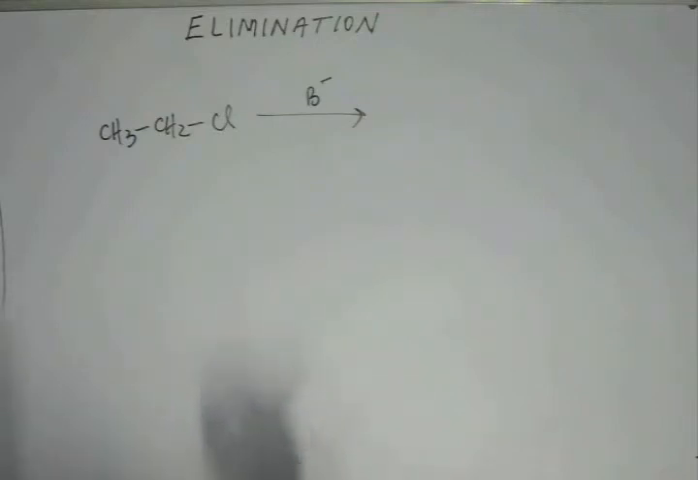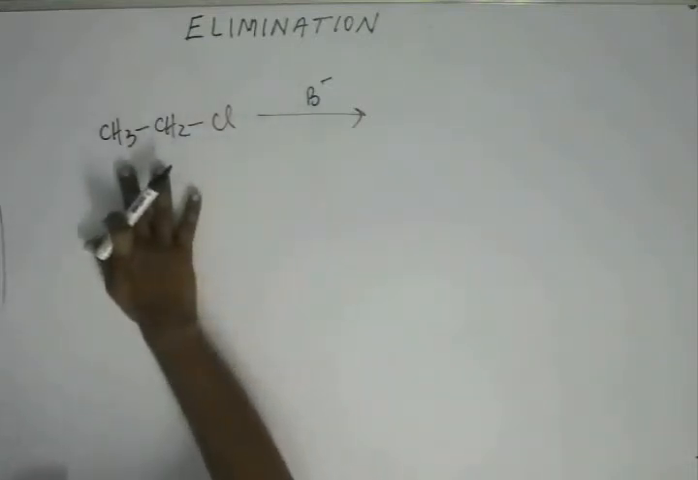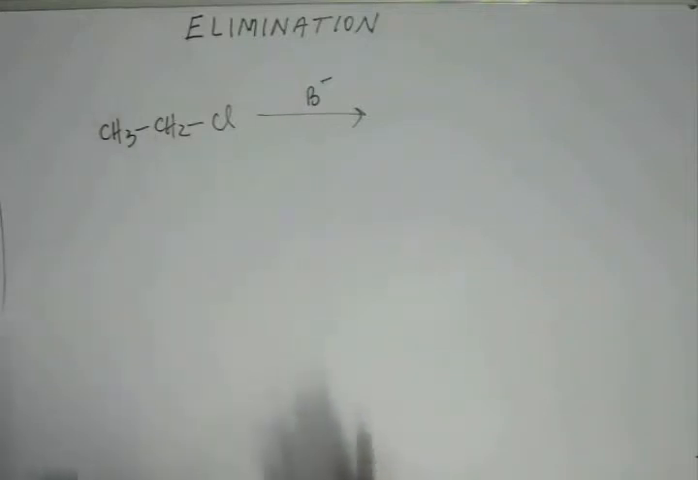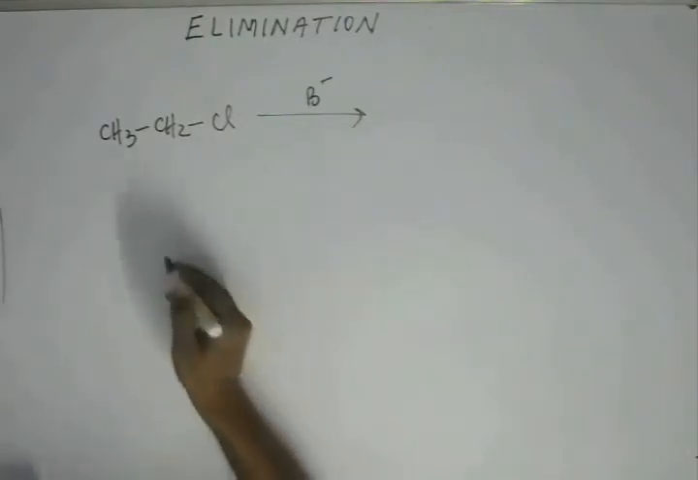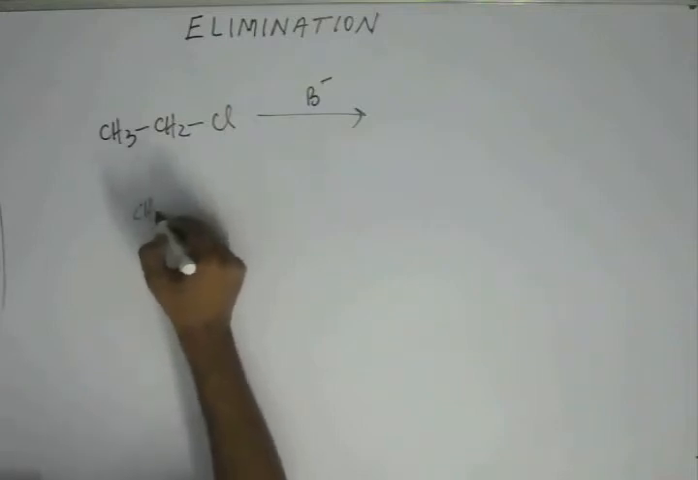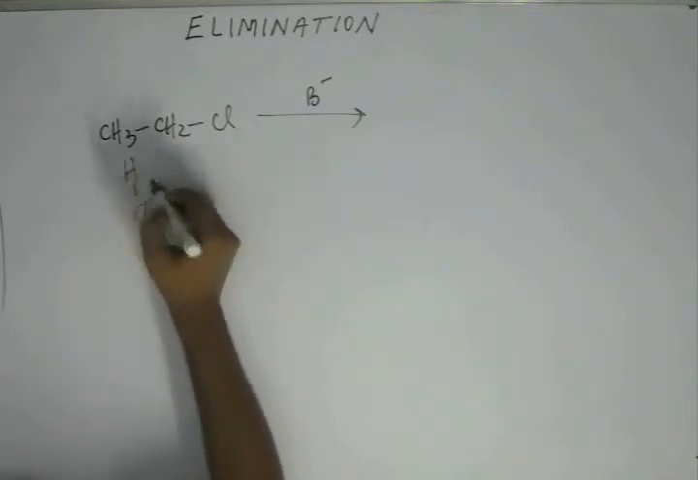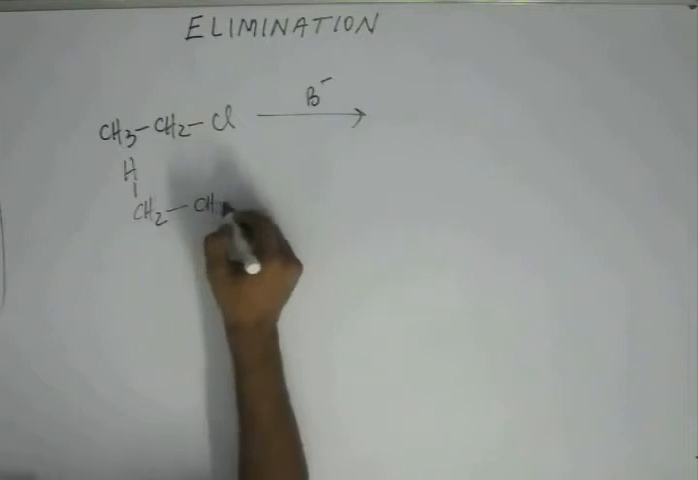Now elimination by and large would be beta elimination. Most of the time, in 99% case, base will abstract hydrogen from beta position to facilitate elimination. Now why it abstracts hydrogen from beta position, that becomes evidently clear once we look into the mechanism. Let's see how reaction actually happens.